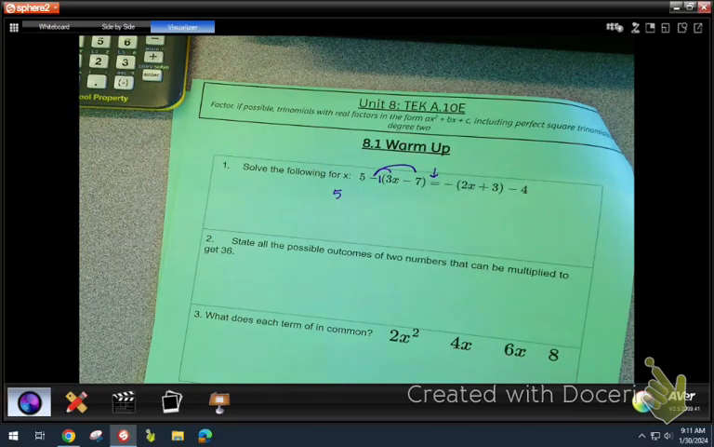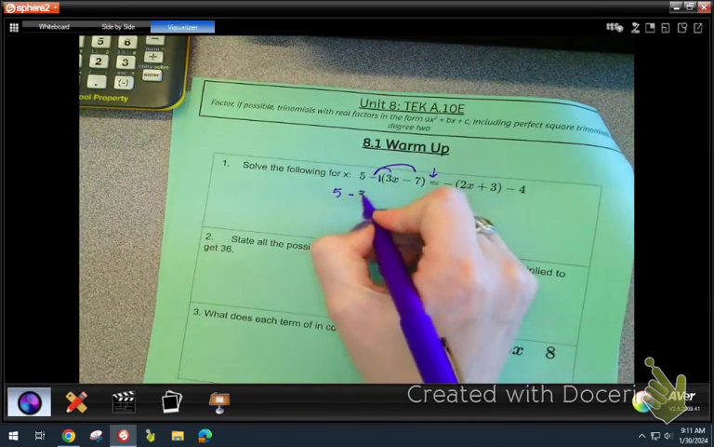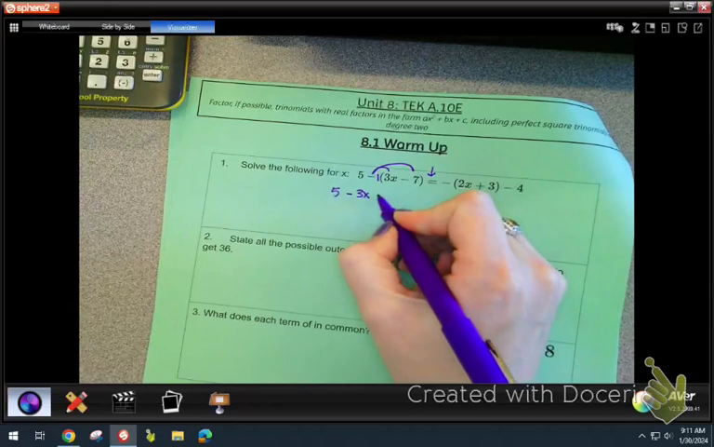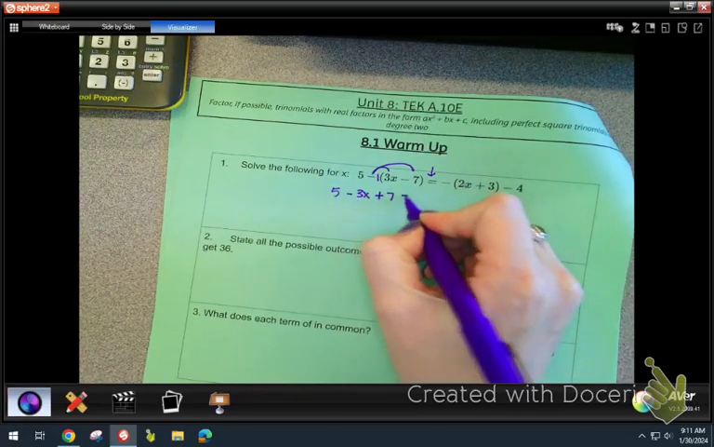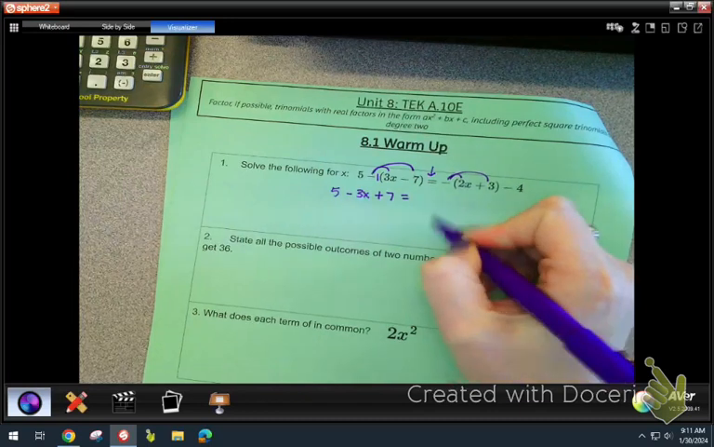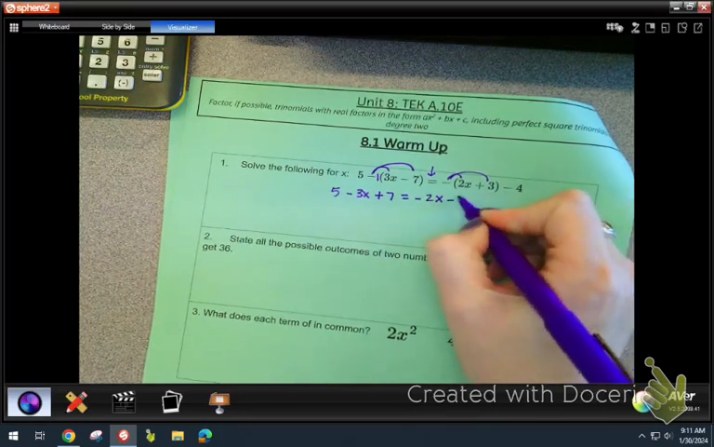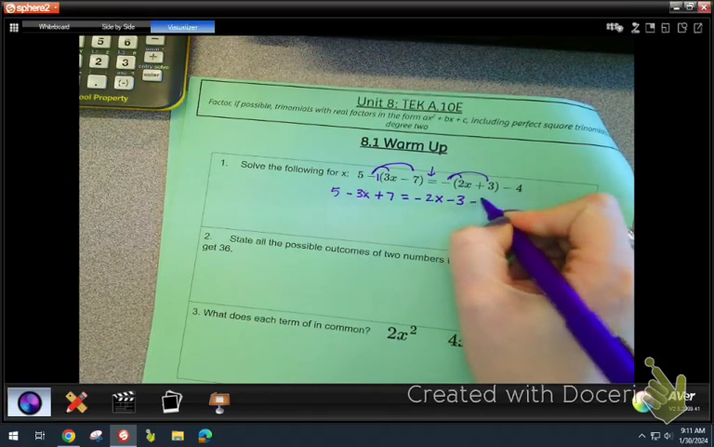When you distribute in a minus sign, all the signs flip. So this positive 3x becomes a negative 3x. This negative 7 becomes a positive 7. On the other side, you've got another minus sign to distribute. The positive 2x becomes a negative. Positive becomes negative. And then this guy just drops down.